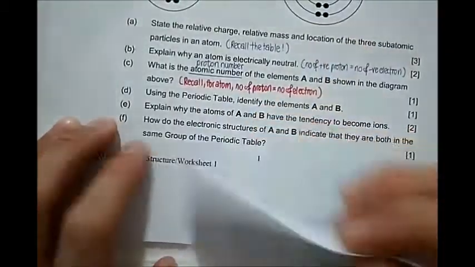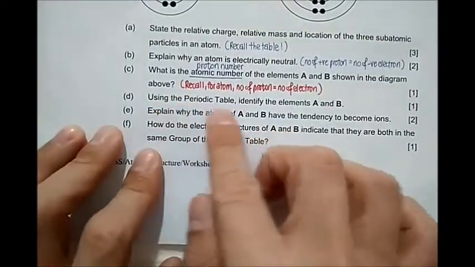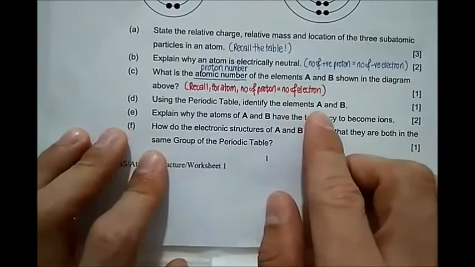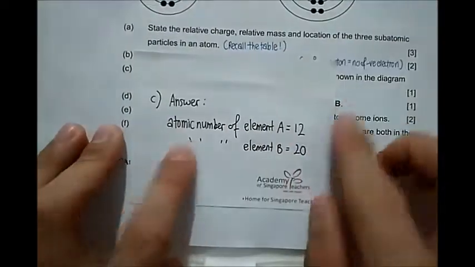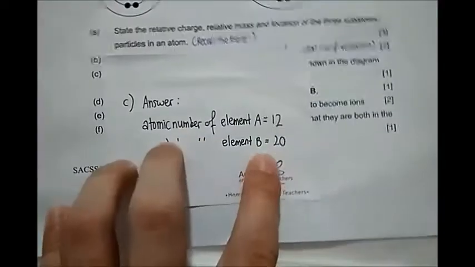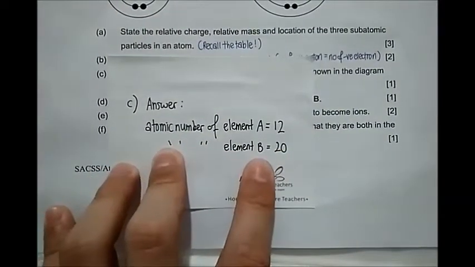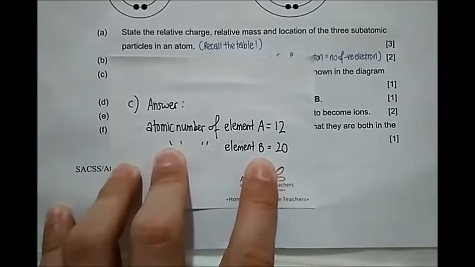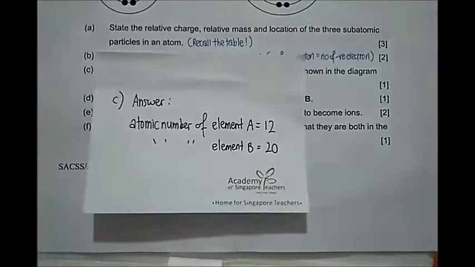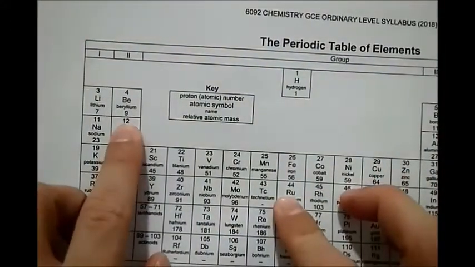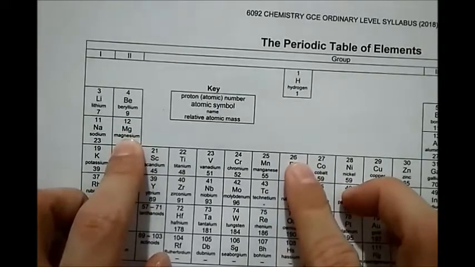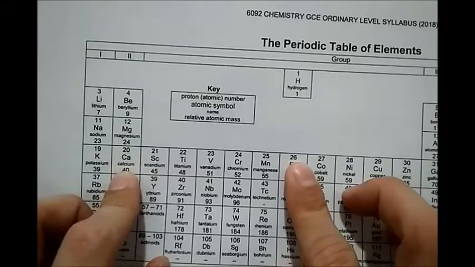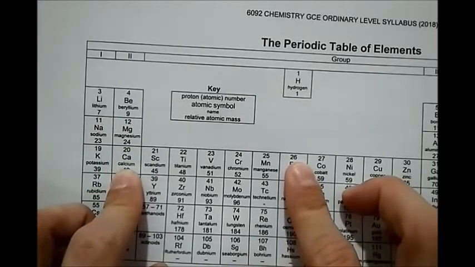Moving on. For part D, using the periodic table, identify elements A and B. So we will use these values, atomic number of A is 12 and atomic number of B is 20, to find out what exactly they are. If you look at the periodic table, atomic number 12 will be magnesium. So element A is magnesium. Atomic number 20 would be calcium. Calcium would be element B.